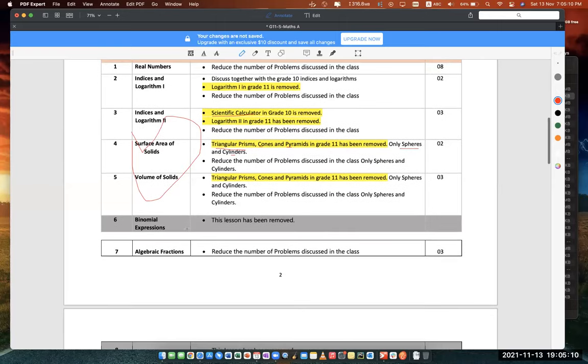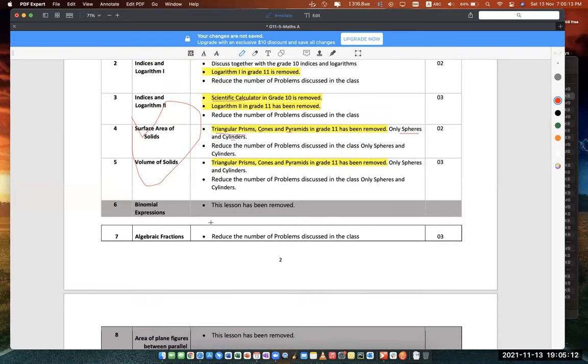Then the binomial expressions are entirely removed, that is in grade 11. That means the power 3, right? In grade 11, you learned that if you have, let's say, x plus, sorry, it's very difficult to write using the touchpad. Okay, so x plus to the power 3. If you have something like this, the expansion of cubic powers you learned in grade 11, this is entirely removed.